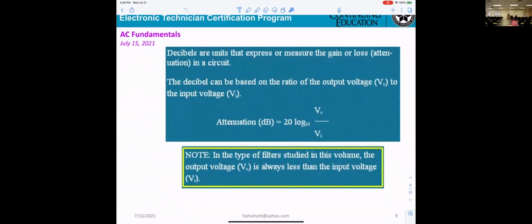Decibels are units that express or measure the gain or loss, the same as attenuation, in a circuit. The decibel can be based on the ratio of the output voltage to the input voltage, and we already learned this formula: 20 log of V out divided by V in. In the type of filter studied in this volume, the output voltage is always less than or equal to the input voltage, it cannot get higher. The thing is, they don't have a gain equal to 1 all the time.